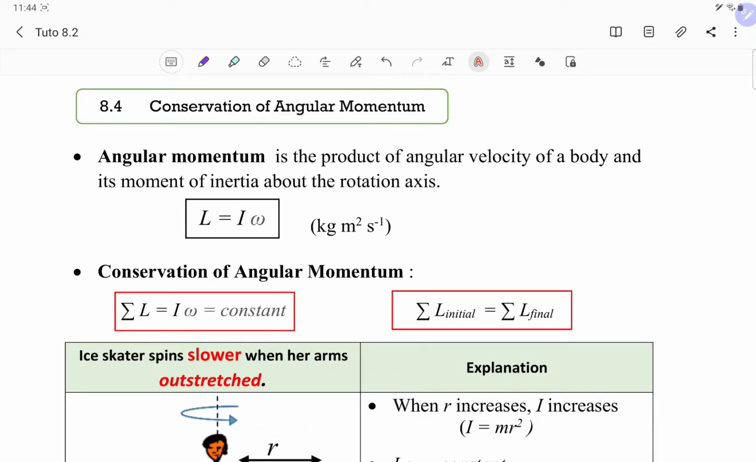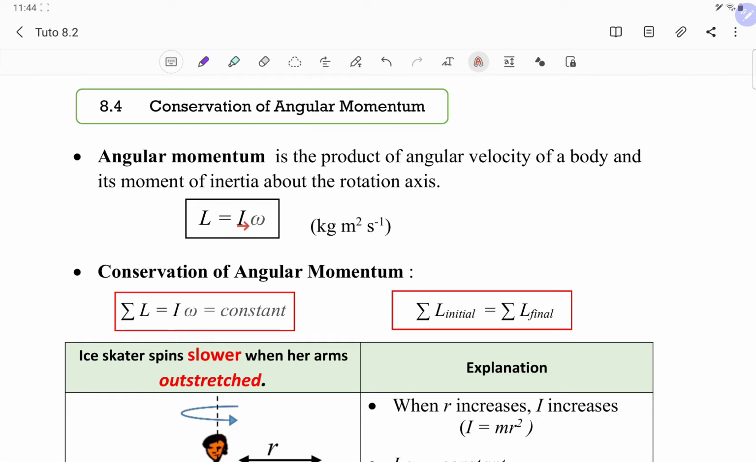8.4 Conservation of angular momentum. Angular momentum is the product of the angular velocity of a body and its moment of inertia about the rotation. So L equals I omega, where L is the angular momentum, I is the moment of inertia, and omega is the angular velocity.